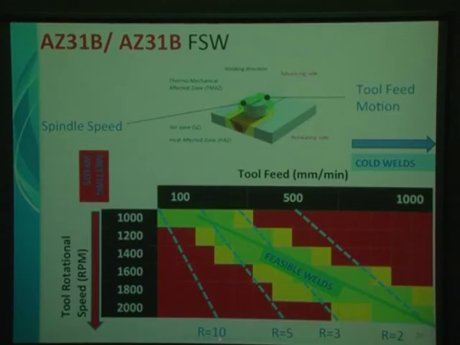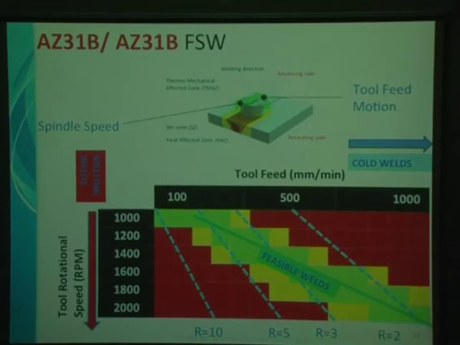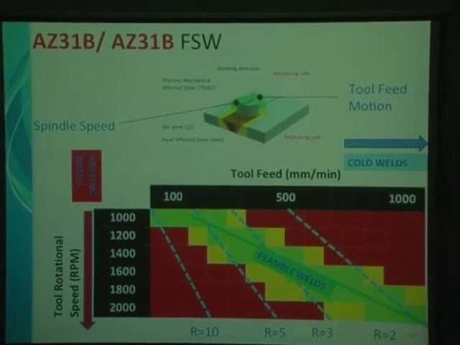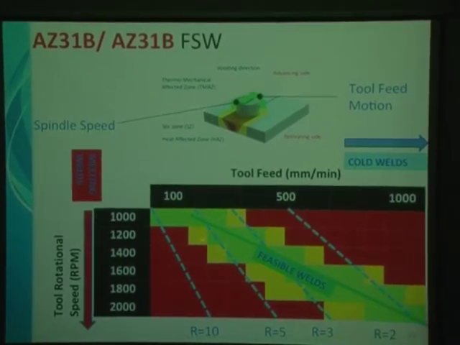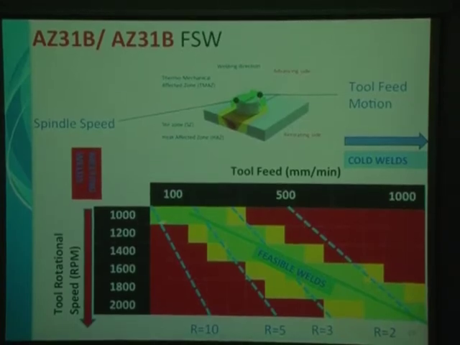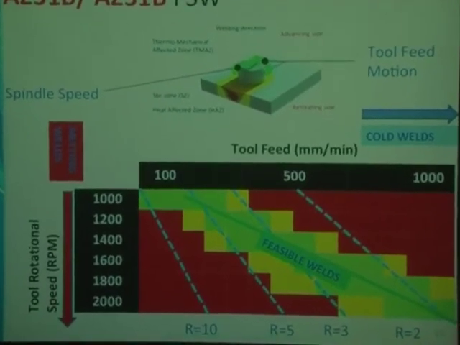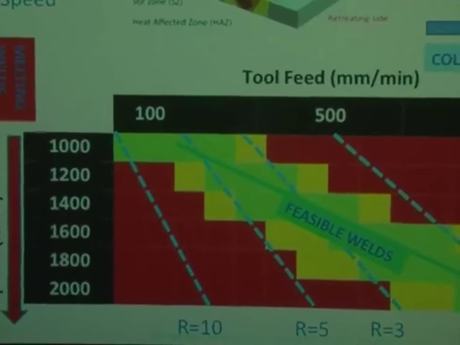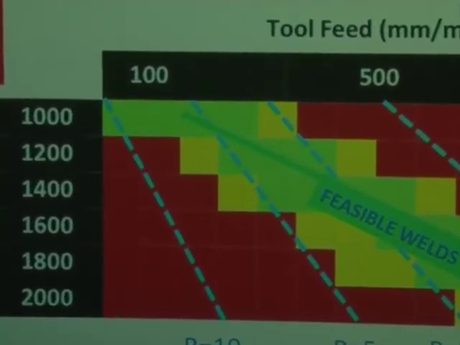But notice again, we plotted R equals 10 to R equals 2. So this is not diagonal, this is not 1 to 1. This probably starts at about R equals 5. So for low speeds and low feeds, R is about 5. For high speeds and high feeds, about R equals 1. So it's not diagonal, but those are recommended processing parameters.